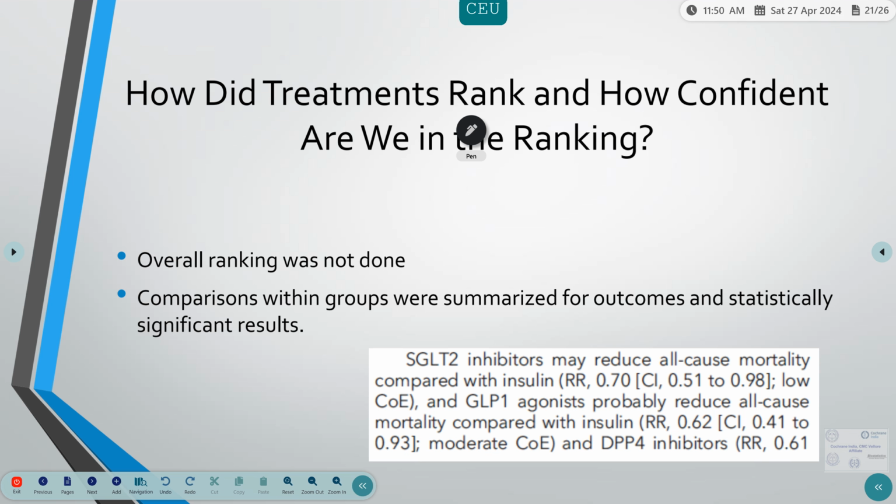For all-cause mortality, they have mentioned that SGLT2 is better than the other modalities. Then GLP-1 is probably better than insulin and DPP4 inhibitors. Others were not statistically significant. That's how they put the ranking.